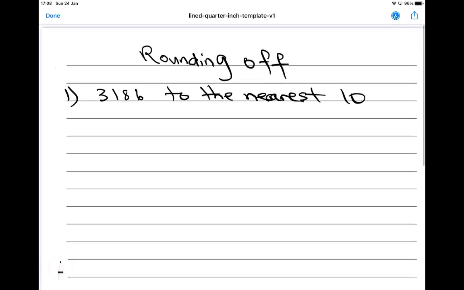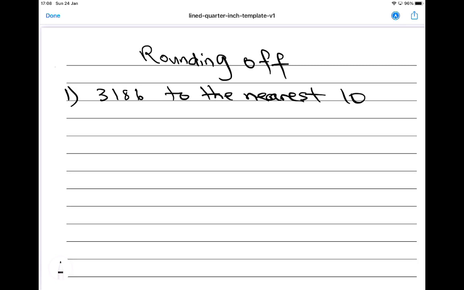Let's look at rounding off. And that example says round off 3,186 to the nearest 10. I want to show you one way of doing that, and that is to imagine that you are counting in tens.